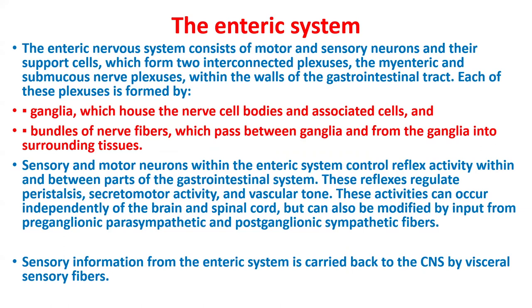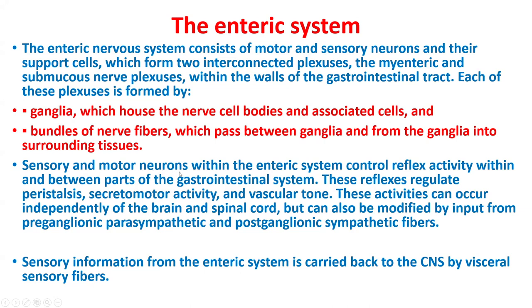This system consists of motor and sensory neurons and their support cells, which form two interconnected plexuses. The myenteric and submucosal nerve plexuses that you are familiar with in the structure of the wall of the gastrointestinal tract. Each of these plexuses is formed by ganglia, which house the nerve cell bodies and associated cells, and also bundles of nerve fibers, which pass between the ganglia and from the ganglia into the surrounding tissue. So they are interconnected to each other.